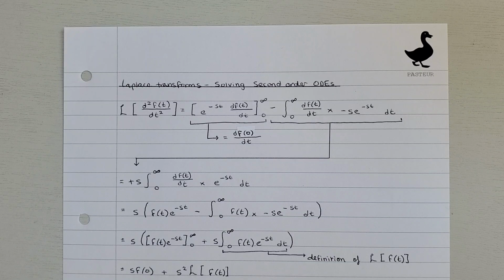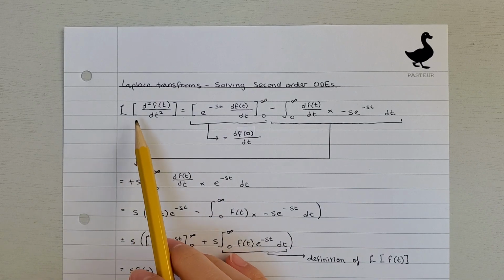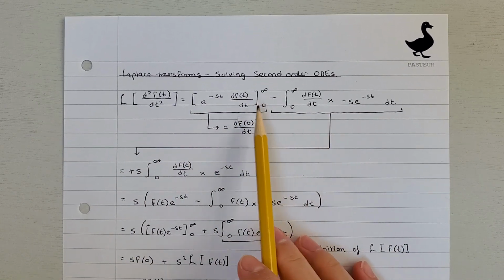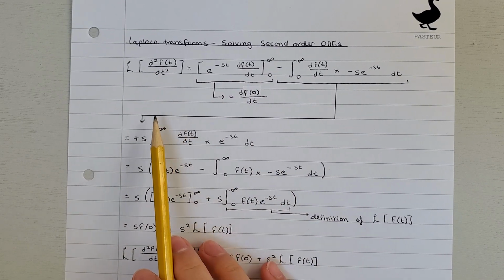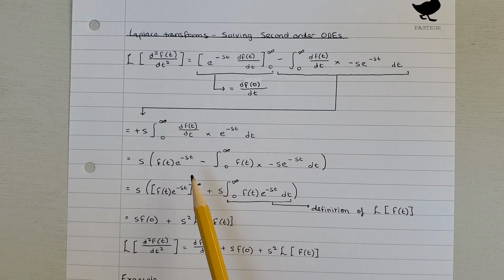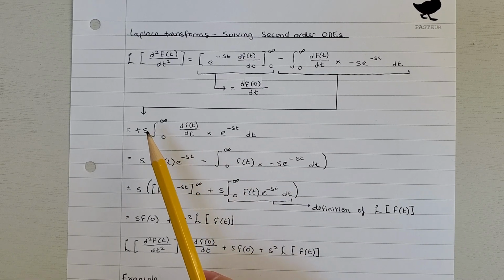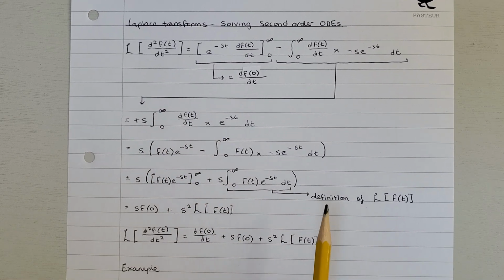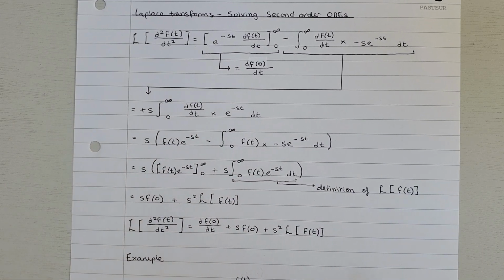In this video we're going to go over solving second order ordinary differential equations using Laplace transforms. So here we've got the proof of the Laplace transform of the second derivative. It uses integration by parts. In the previous video solving first order ordinary differential equations, we went over the proof of the Laplace transform of the first derivative. So we'll be using that in the example later.